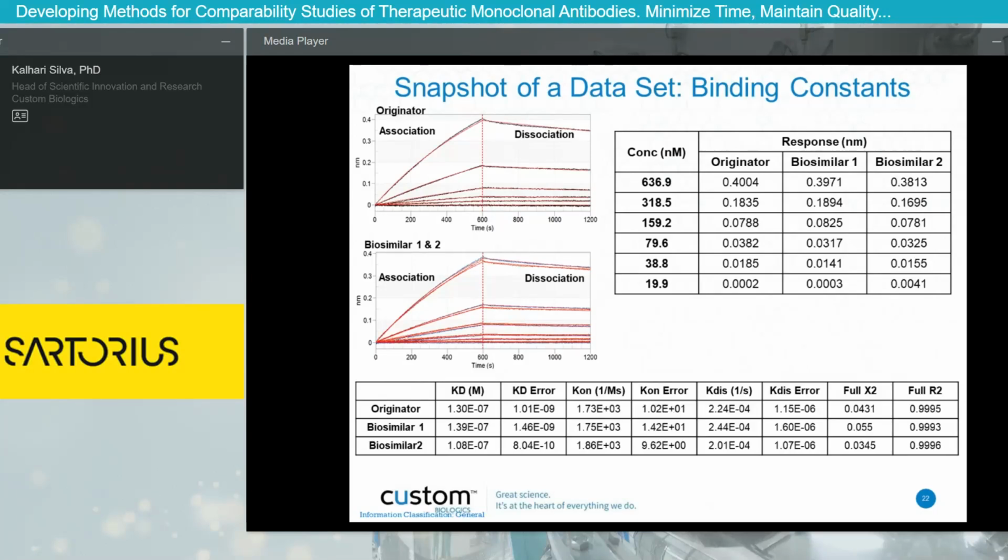As you can see, the responses of the originator, biosimilar 1 and biosimilar 2 are very similar to one another, not only in terms of the responses, but also in terms of the sensorgrams and the affinity constants, on rates, and off rates as well. The errors are more than a log lower than the constants themselves. The chi-squared values are lower and R-squared values are much higher. So this concludes case study 2, but I would like to show case study 3, where we could numerically assess the comparability of biosimilars to originators.